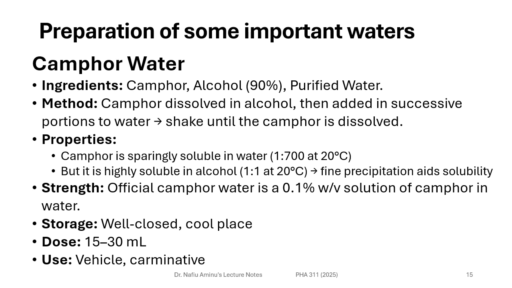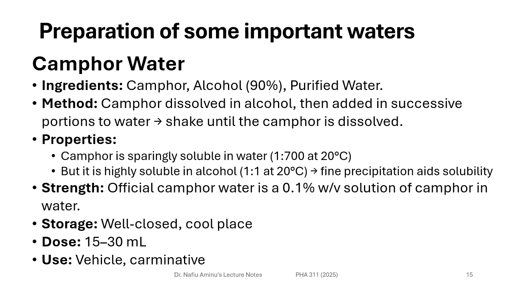The first one that we'll be discussing is camphor water. It contains ingredients such as camphor, alcohol in 90% strength, and purified water. In terms of method of preparation, the camphor is dissolved in alcohol because camphor does not dissolve readily in water. It is sparingly soluble in water. This solution of camphor in alcohol is added in successive portions to the water. So it's the alcohol solution that is added to the water, and remember, we have discussed this before. When that is done, the mixture is shaken until the camphor is dissolved.